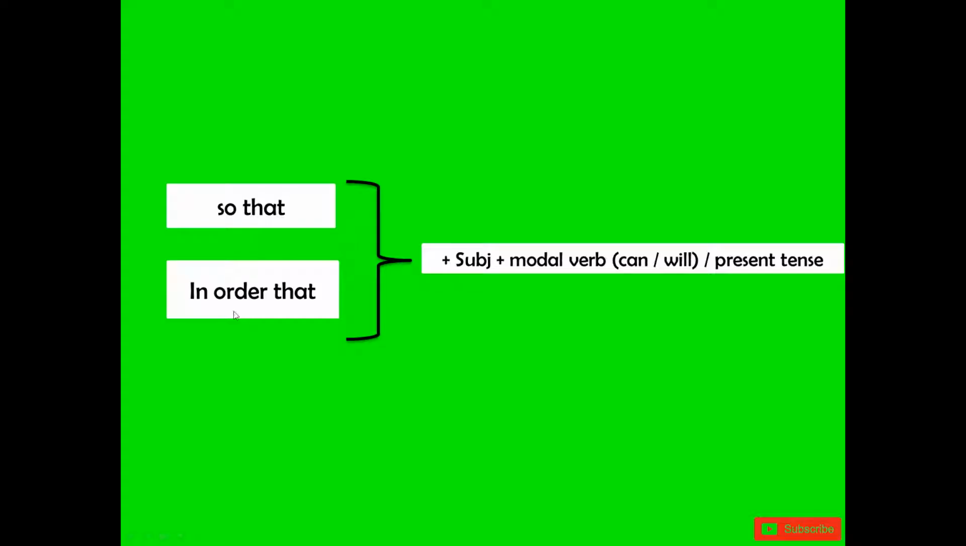Next, so that and in order that. So you can also express purpose with so that and in order that. In this case, you generally need to use a modal, for example, can, will, could, or would. This is the structure you need to respect. So that, in order that, plus subject, plus modal verb, can, will, in present tense.